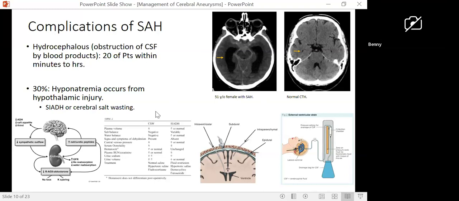Okay. You can also develop hyponatremia, which is low sodium. It could be due to hypothalamic injury, SIADH, or cerebral salt wasting.